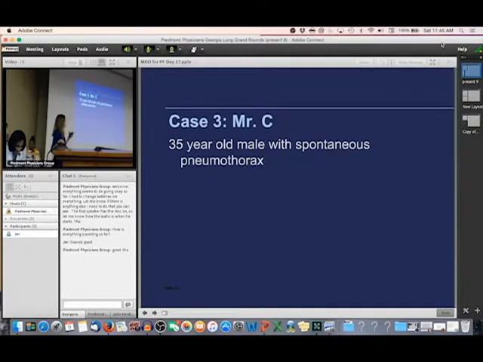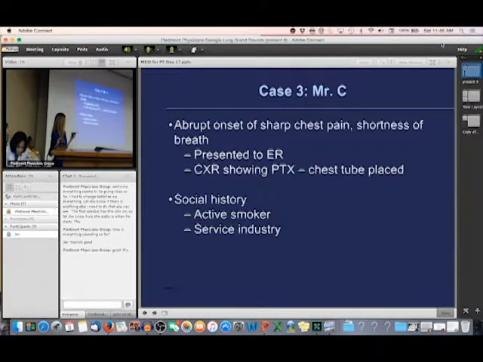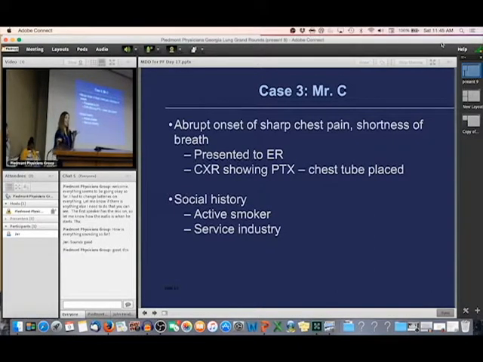So, change gears. This is a young patient, a 35-year-old male, who presented with a spontaneous pneumothorax. He presented to the emergency room. He was at work and had an acute, abrupt onset of chest pain with shortness of breath, and a chest x-ray showed that he had a lung collapse on one side. In the emergency room, he had a chest tube placed, and some imaging was obtained and some other things were done. He was a smoker, a pack a day, for somewhere between 15 and 20 years, and worked in the service industry. I think he was waiting tables at the time. He had done some other work, but that was primarily it.